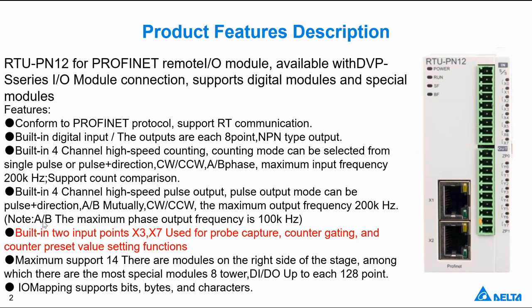But if you choose the AB phase, the frequency will be 100 kilohertz. And here you can see for the digital X3 and X7 points, they can use the capture functions, and the capture parameters are in the manual. You can see the capture. It will write to the touch.